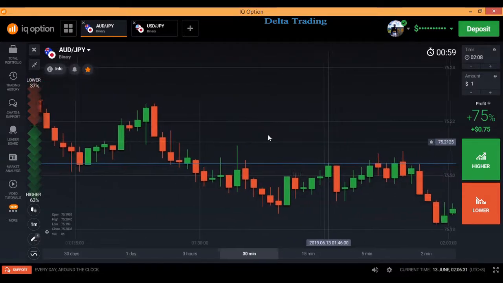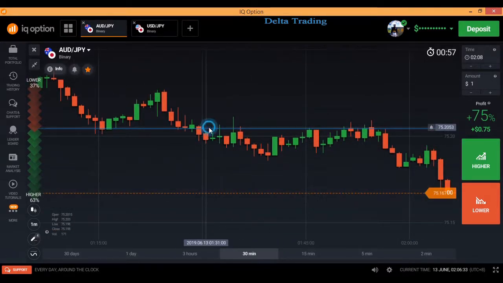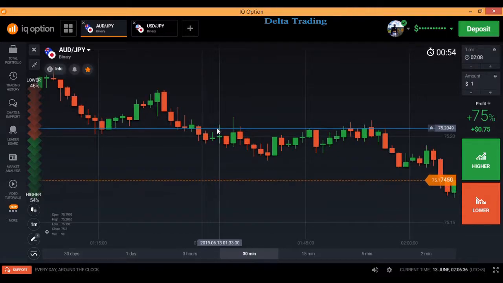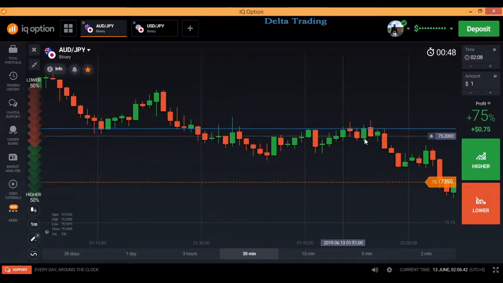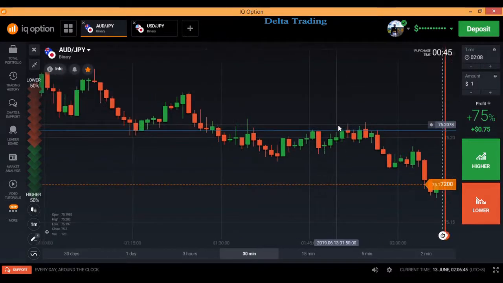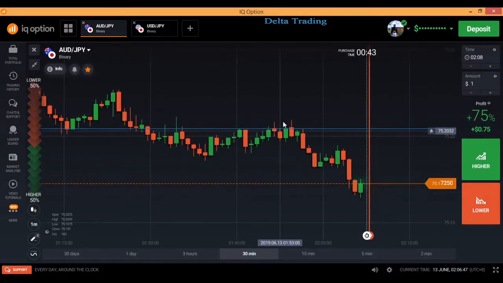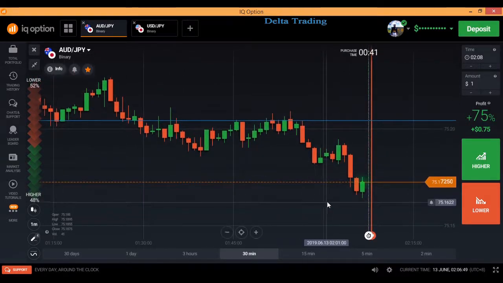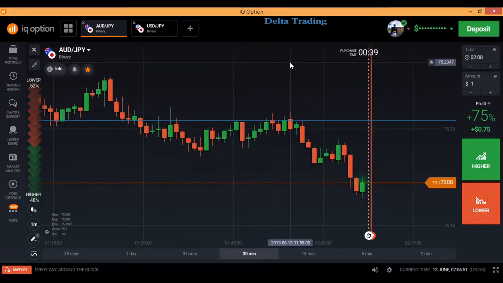There is a change of polarity. Then this line becomes a resistance level. Before it was below, then when there is a breakout, now it's above. So this is now a resistance level. Okay? So always remember, support is under and at the top is the resistance level.